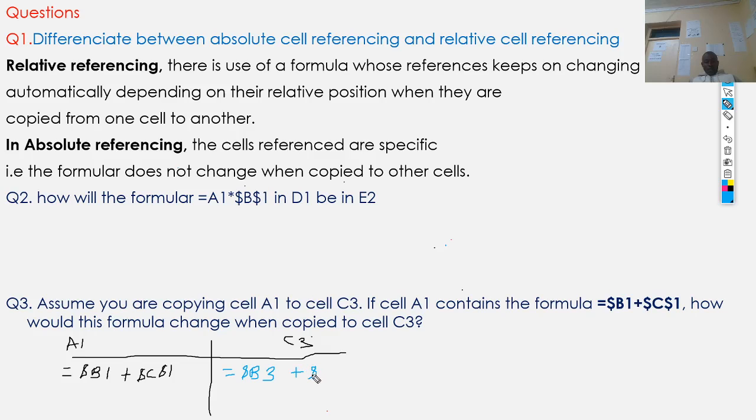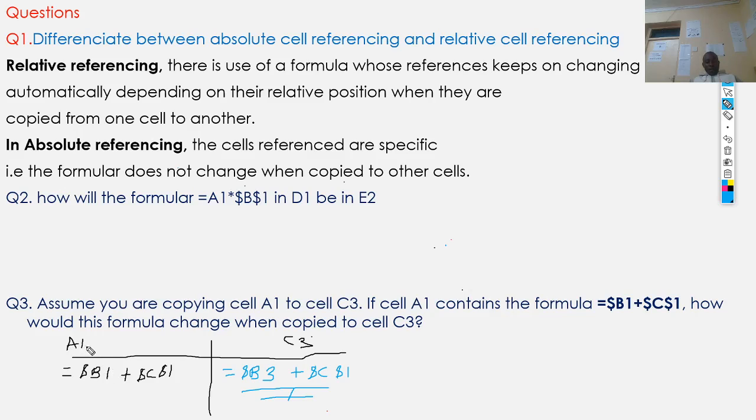$. Anything with the $ sign does not change. $C$1. So this is how the formula will be in C3. Remember, it's only the number that is changing here. It's only the number that is relative, meaning it can change.